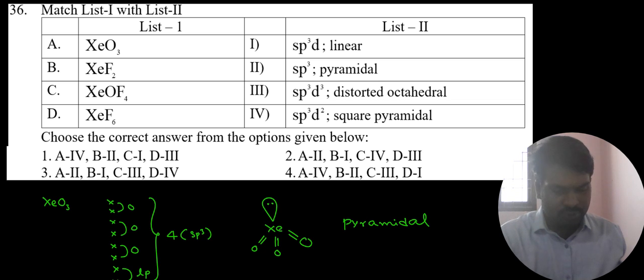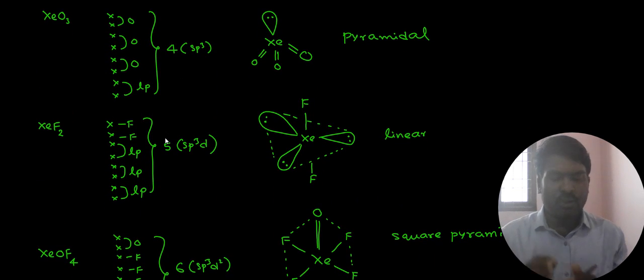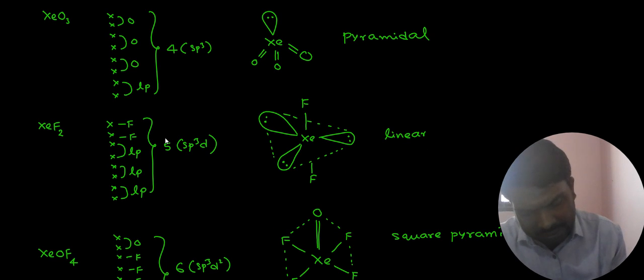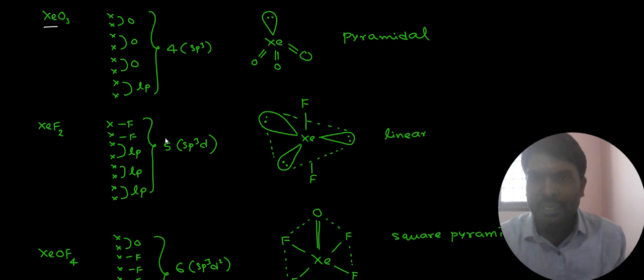Now the first one, XeO3. This is the wonderful trick. In XeO3, Xe is the central xenon atom. Its group number is 18th or 8A or zero group, so 8 valence electrons are there. We can write 8 electrons, and 3 oxygen atoms are there. Oxygen is a divalent atom, 2 electrons required. Then 3 oxygens we can connect, and the remaining electron pair is a lone pair.